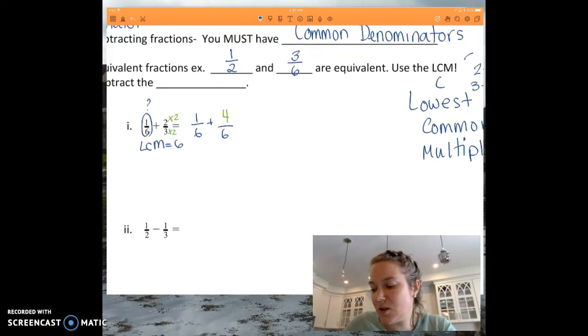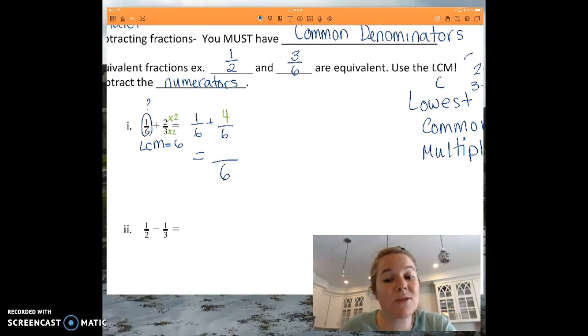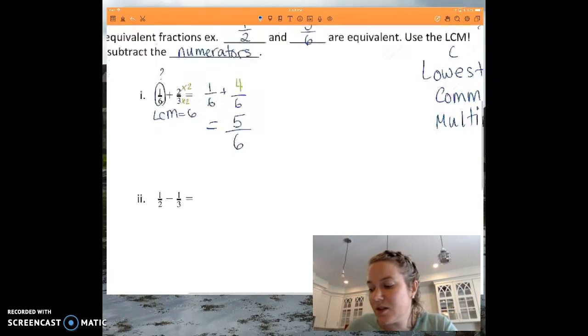Okay? So on our next line, we know the denominators are the same, so they're going to stay the same. All right? It's going to stay 6. And we just add or subtract the numerators. That's the fill-in for the blank up there. Once you've created your common denominators with your equivalent fractions, you don't change the denominator anymore. You only change the numerator. So we're going to have 5 over 6 as the answer. That's our final answer. Let's try another one.